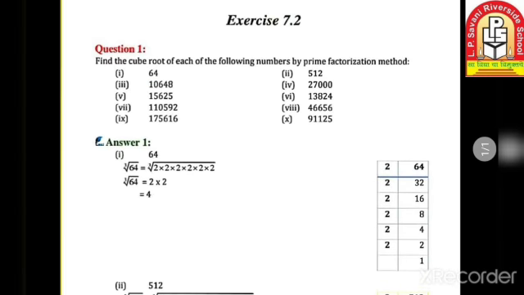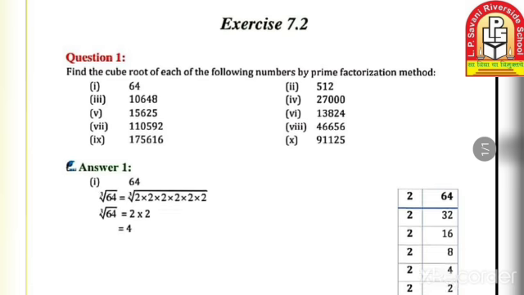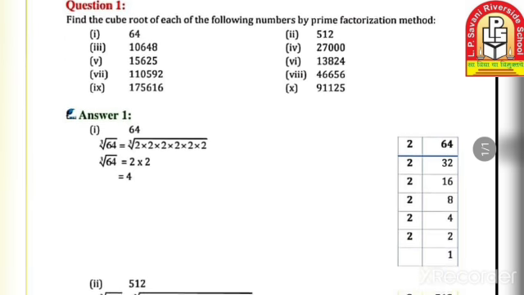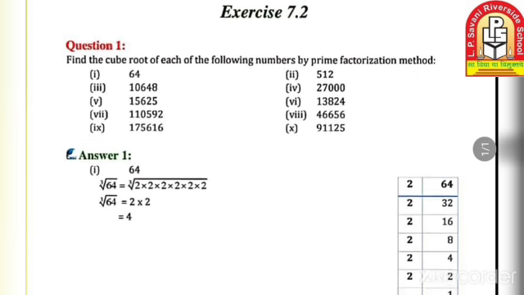Let's start exercise 7.2. We only have to solve one example because of the time limit. Let's take exercise 7.2, question number 1. Find the cube root of each of the following numbers by using the prime factorization method. We have to continue with the prime factorization method which we learned in the previous exercise.